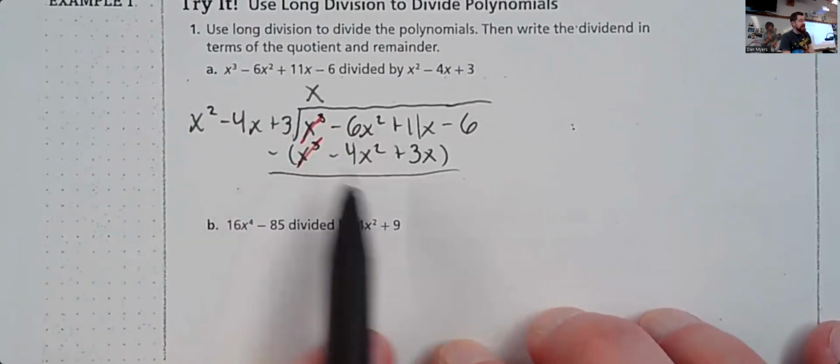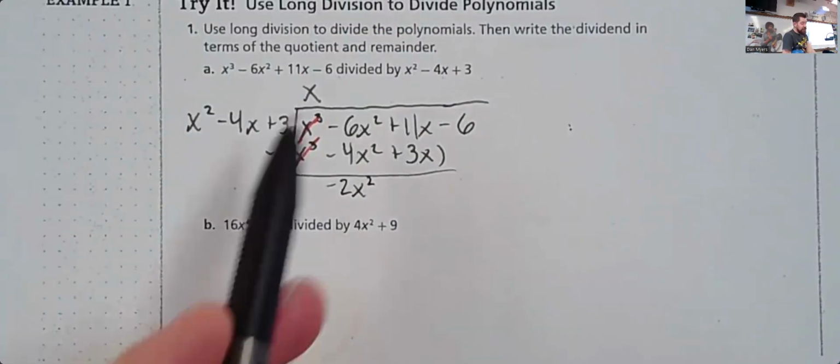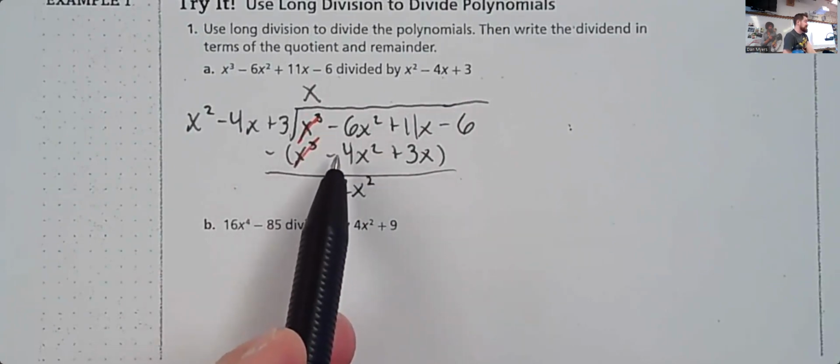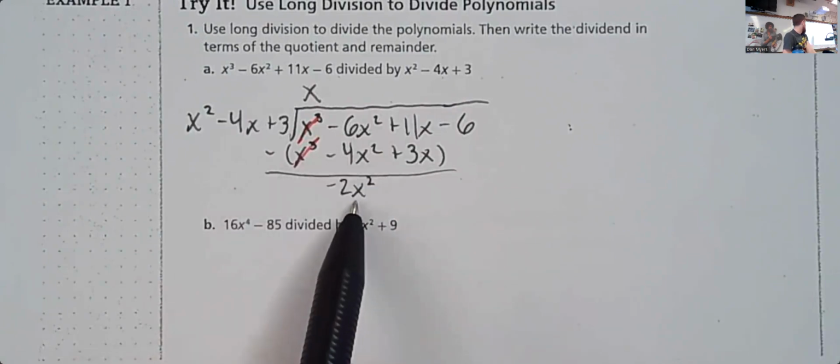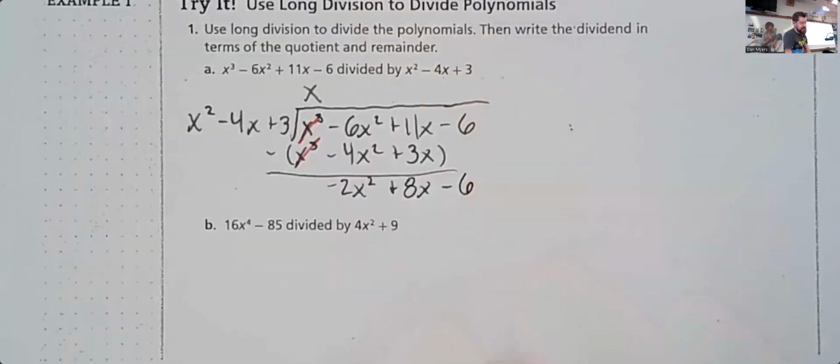Negative 6 minus negative 4. It's not negative 6 minus 4, so it's not negative 10. What is it? What's negative 6 minus negative 4? Minus 2x squared, yeah. Because we're taking away a negative 4, so we're actually adding 4 to negative 6. So we're not taking away 4 from negative 6 to make it negative 10. We're adding 4 to negative 6 to make it negative 2. Then we're going to take 11 and subtract 3, which is 8. So plus 8x. And then bring down the minus 6.